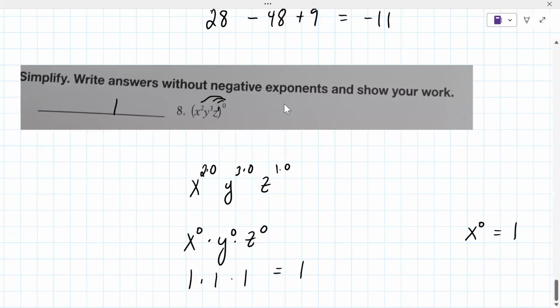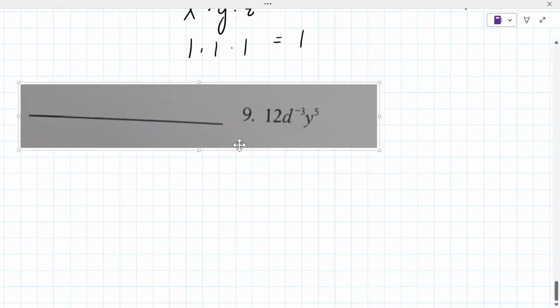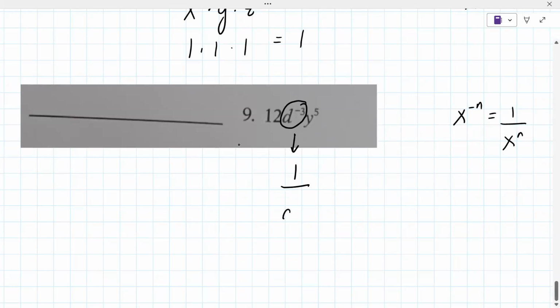Number nine. Okay, so the property here is that anything to a negative exponent becomes 1 over the same thing to a positive exponent. So this d to the minus 3 becomes 1 over d to the power of 3. 12 is really 12 over 1. And y to the 5th is really y to the 5th over 1. And so you multiply the top, and then you multiply the bottoms.